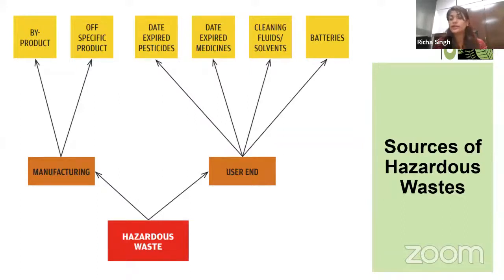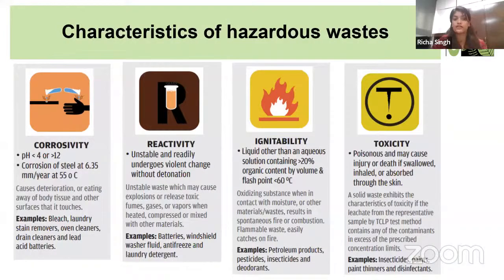The other interesting source is the user end or the consumer end, where any discarded used material or any discarded unused material having toxic characteristics is considered as hazardous waste. It could be date expired medicines, date expired pesticides, cleaning fluids or solvents, and batteries. We'll also see other categories of domestic hazardous waste in a later slide.